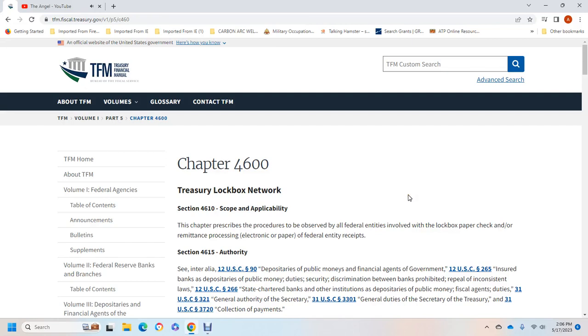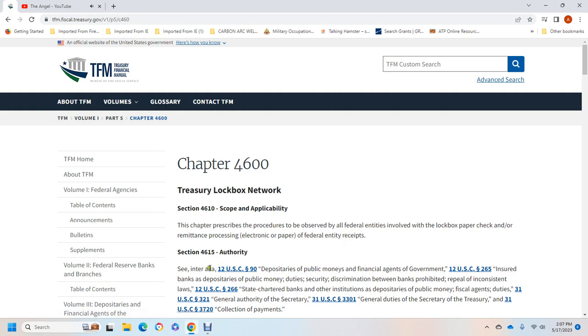Alright, Treasury Financial Manual, Volume 1, Part 5, Chapter 4600, Treasury Lockbox Network. Section 4610, Scope and Applicability. This chapter prescribes the procedures for the federal entities involved with the lockbox. Lockbox paper check or remittance processing, electronic or paper federal entity receipts.